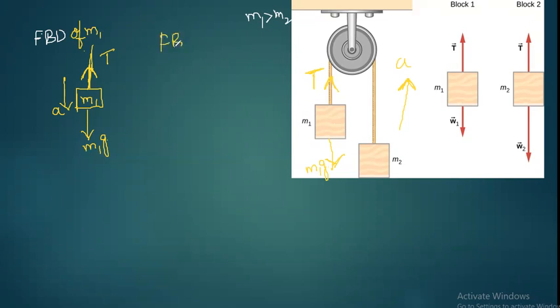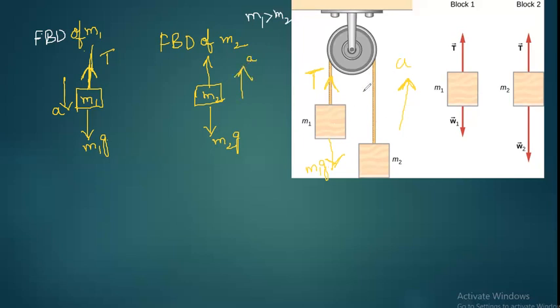Now the FBD of m2. Observe the second block, which has a mass m2. The tension is acting upwards, downwards there will be m2g, and the acceleration is upwards, right?